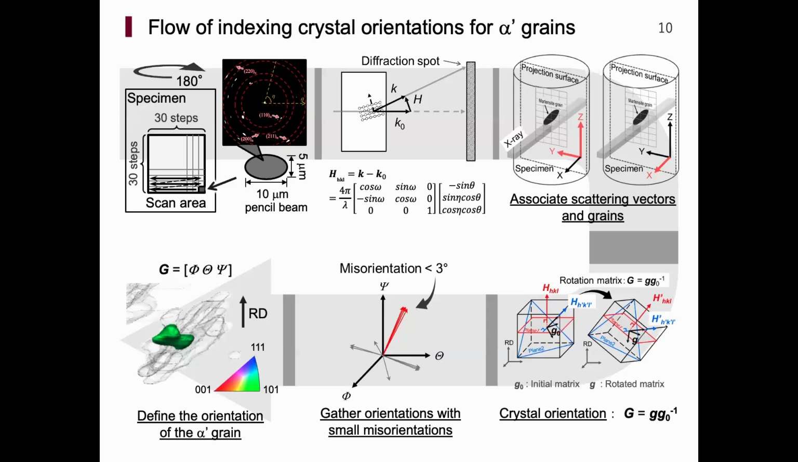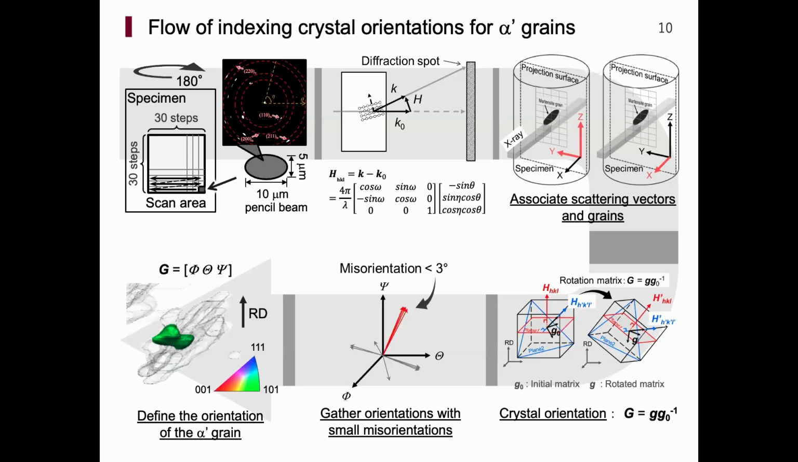And next, we indexed these crystal orientation candidates to each martensite product. After calculating the scattering vectors, we associated them with the position of martensite product obtained by X-ray CT in the specimen coordinate system X, Y, and Z. And then we determined the crystal orientation candidates from these associated scattering vectors and gathered them with misorientation less than 3 degrees. And finally, we indexed the most gathered crystal orientation candidate as the crystal orientation of each martensite product.